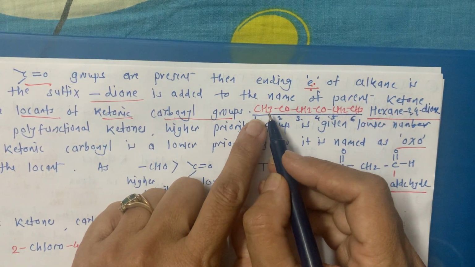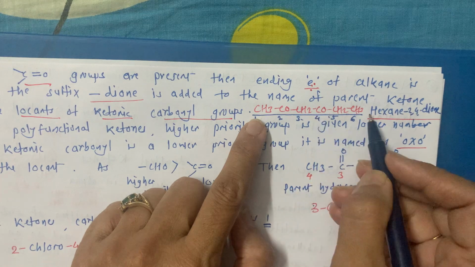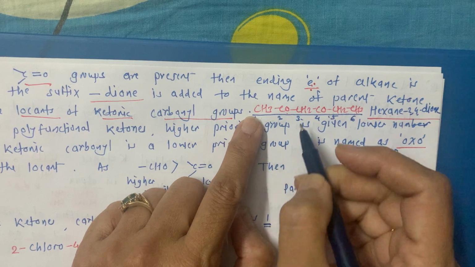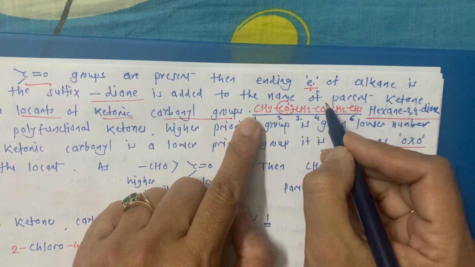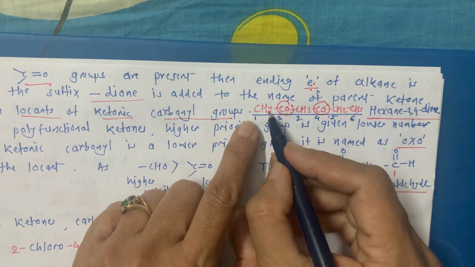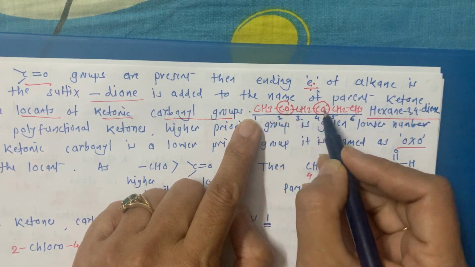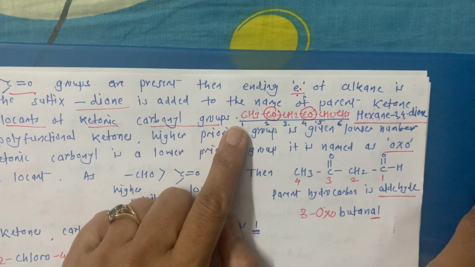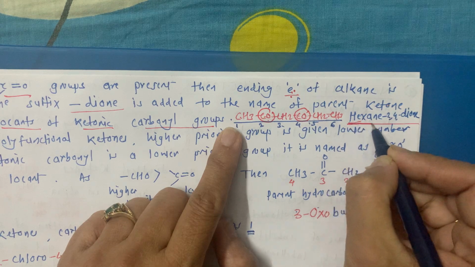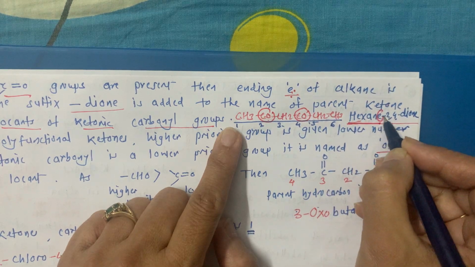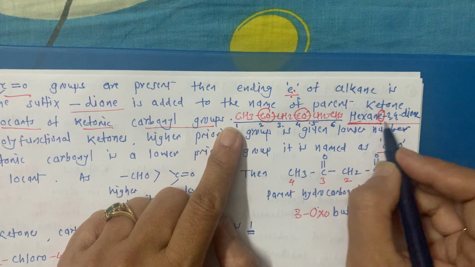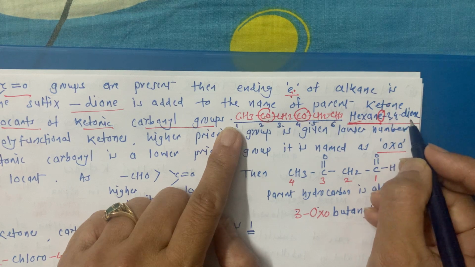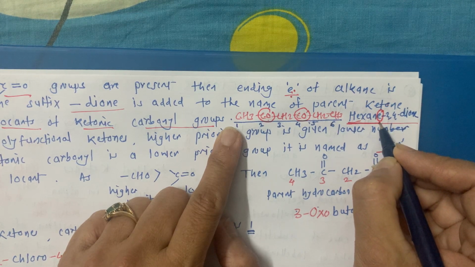Here I added this example afterwards, that's why it is somewhat clumsy, but try to understand. This is CH3CO, CH2CO, CH2, CH3. It means this is one carbonyl group, this is another carbonyl group. How many carbon atoms in the chain? 1, 2, 3, 4, 5, 6. So this is the derivative of hexane. Now see here, I wrote hexane. This E is retained. It is not replaced by ONE.